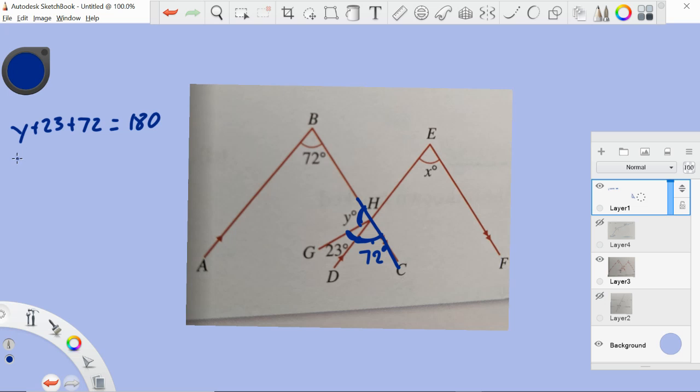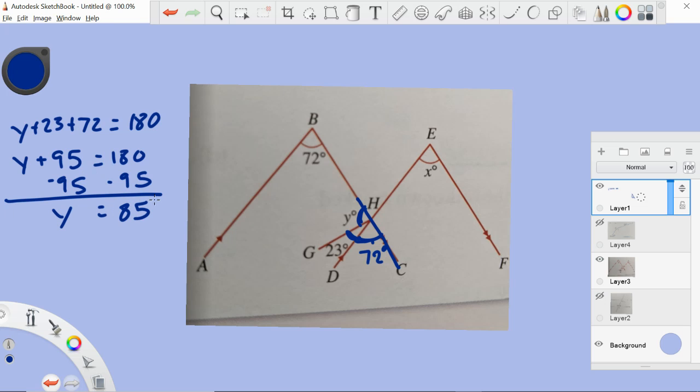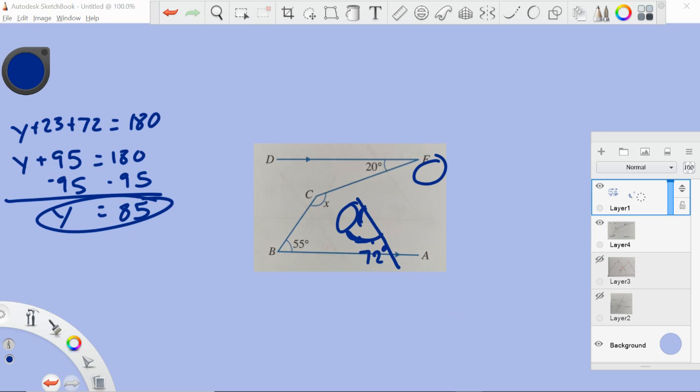All right, combine my like terms. y plus 95 is equal to 180. Then we're going to go ahead and subtract 95. And that tells us that y is equal to 85. And that's it for that problem. There are no more unknowns. You're only solving for the lowercase italicized letters. Those are the variables that we're trying to find. Okay, last one.